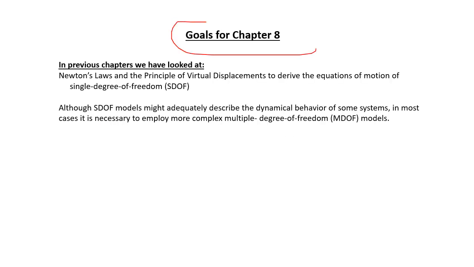So goals for chapter 8. Previously we've looked at Newton's laws and the principle of virtual displacements to derive equations of motion for single degree of freedom systems. Although single degree of freedom models might adequately describe the dynamic behavior of some systems, in most cases it's necessary to employ more complex multiple degree of freedom (MDOF) models.